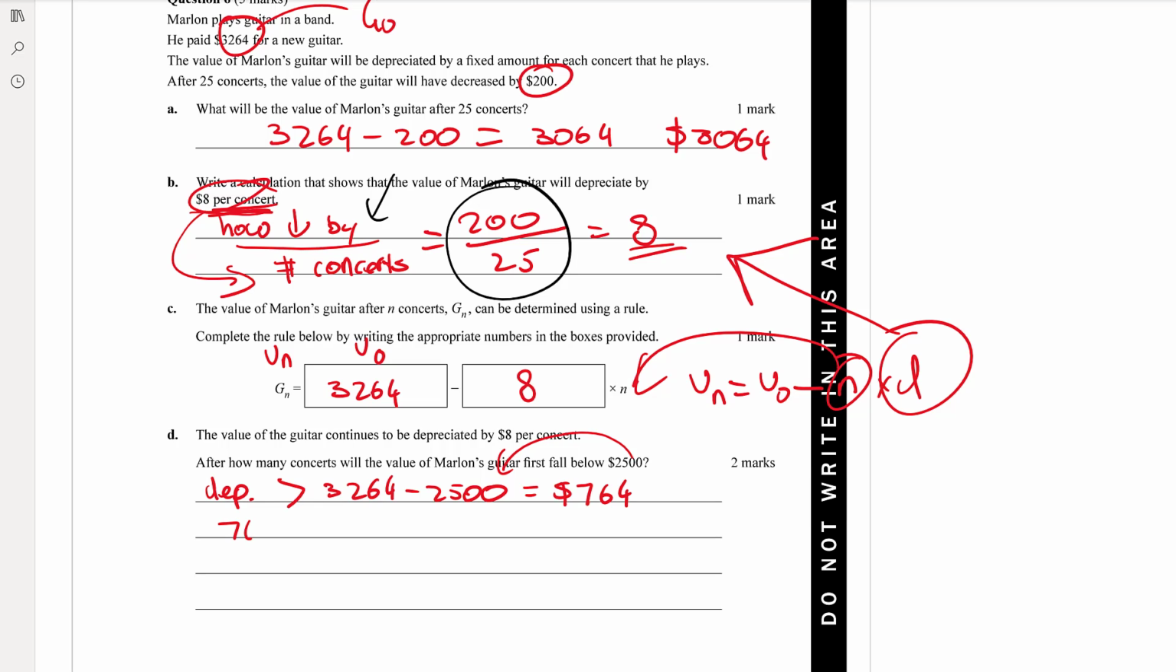And from there you go 764 divided by 8, because remember, each time you have a concert, it's depreciated by $8, and that'll give you an answer of 95.5. So it therefore falls below 2,500 after 96 concerts.